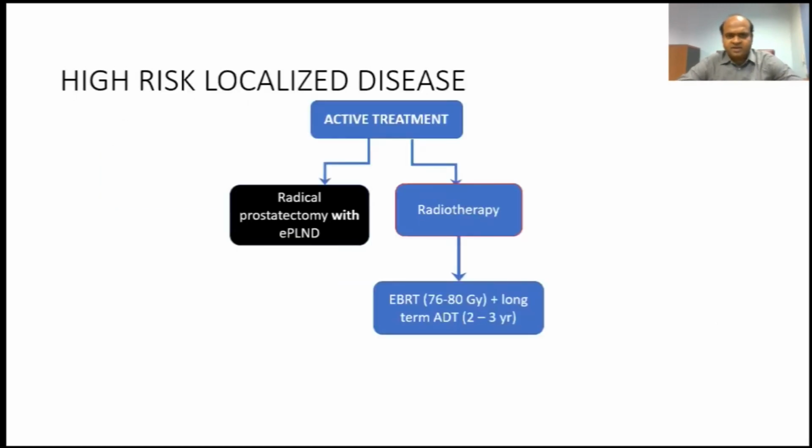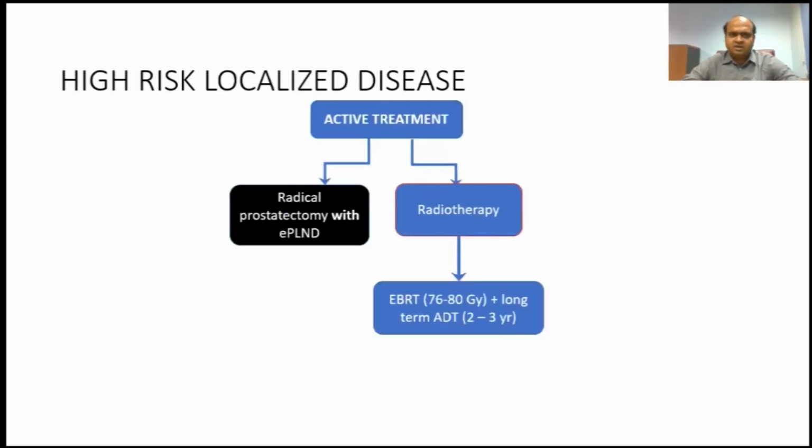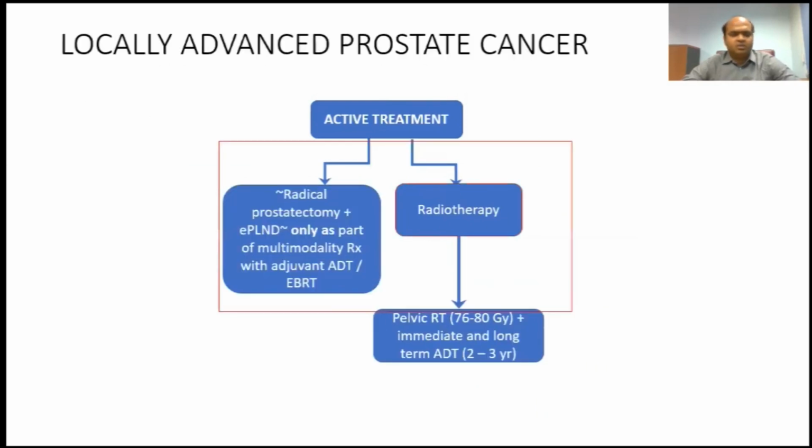In high-risk localized disease, again radical prostatectomy and radiotherapy both are good treatment options. However, there is no role of active surveillance in this high-risk localized disease. As you see in the previous slide, even in an intermediate risk patient, in a very selected group, active surveillance may be an option. However, in high-risk localized disease, active surveillance has no role.